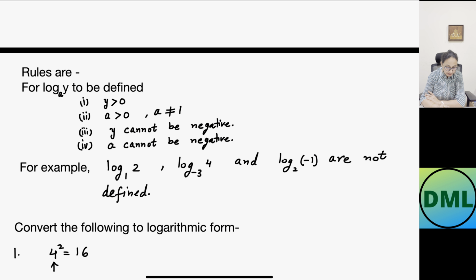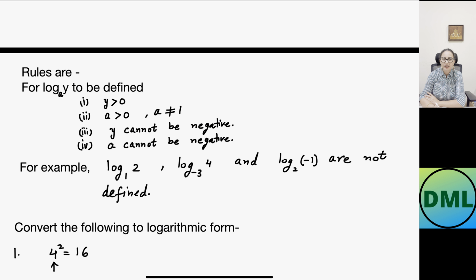So y and a both cannot be negative, and a cannot be equal to 1. For example, log base 1 of 2, here the base is 1. Log base minus 3 of 4, the base is minus 3. Log base 2 of minus 1, here the value inside is negative 1. These are not defined. Those are the basic rules of logarithms that you have to remember.